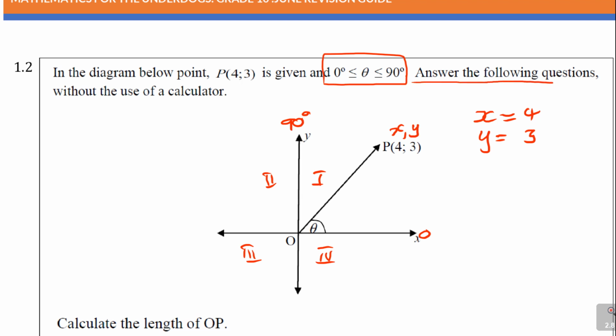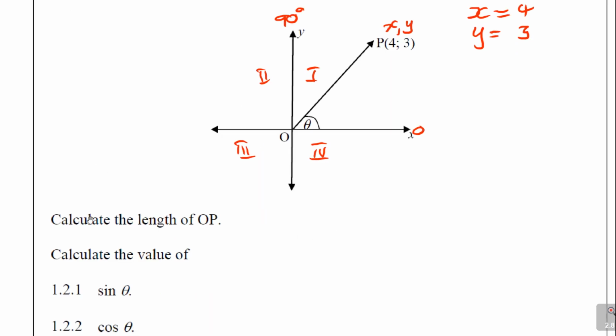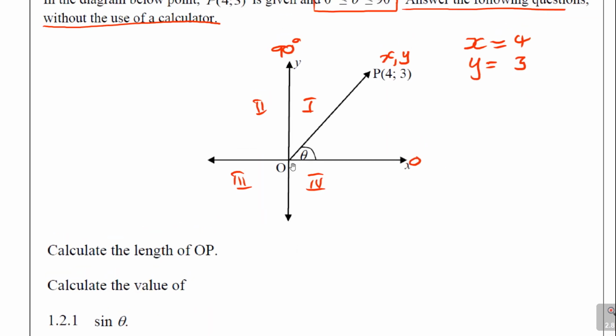Then answer the following questions without the use of a calculator. They want you to answer that. Now calculate the length of OP. OP meaning this distance. And remember, it's like a triangle, and this is a 90 degrees triangle, and you use the theorem of Pythagoras. Remember, this is your y because it's along the y-axis, and this is your x. It's along the x-axis.